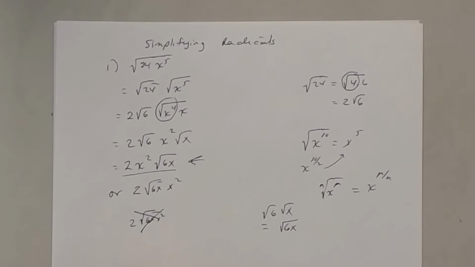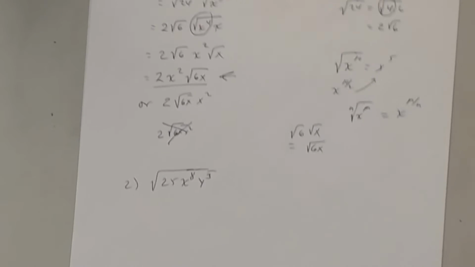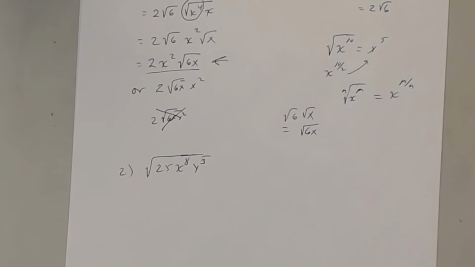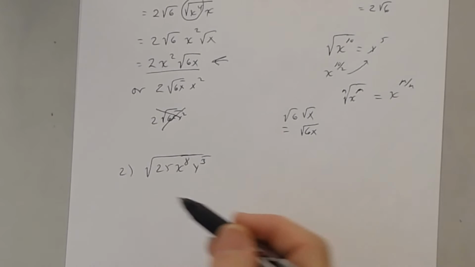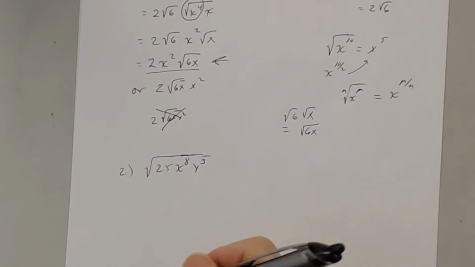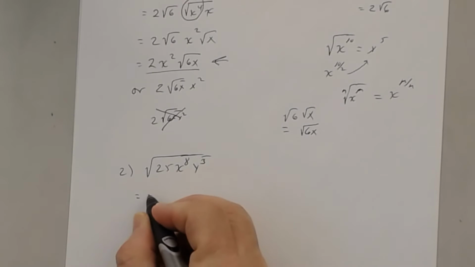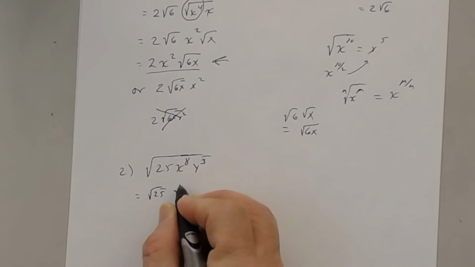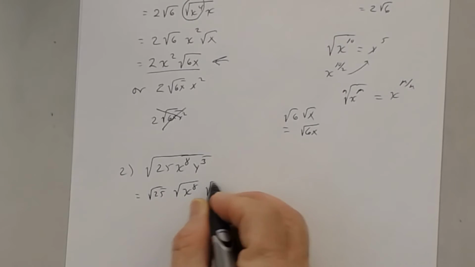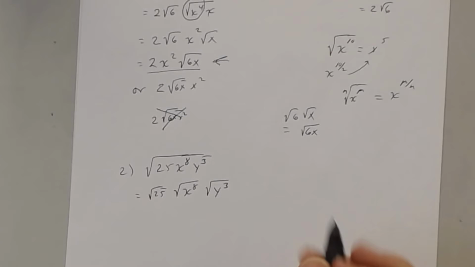Number 2. So what if you had the square root of 25x to the 8th y to the 3rd? What will you do there? Kind of the same thing, right? If you had to, you wrote it as three separate square roots, the product of three separate square roots. So in other words, the square root of 25 times the square root of x to the 8th times the square root of y to the 3rd. That's what you did.